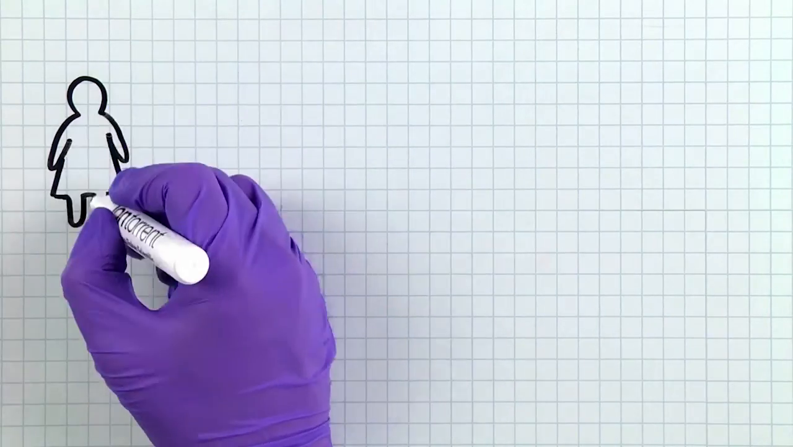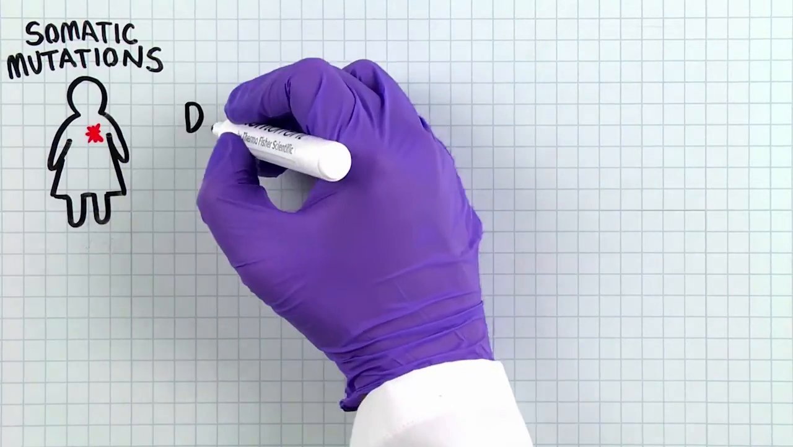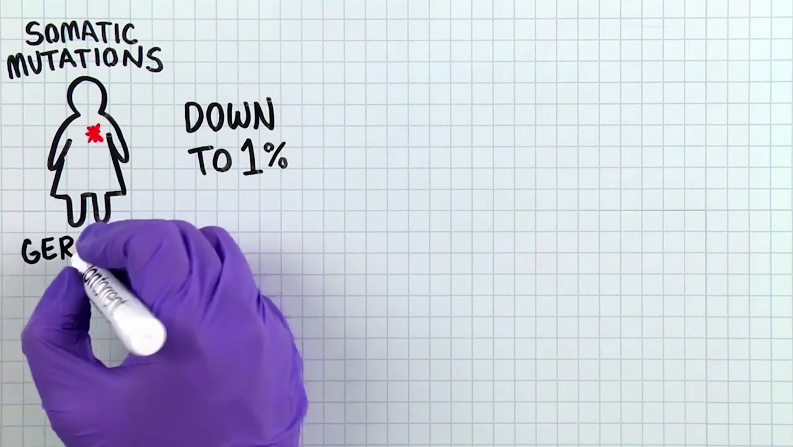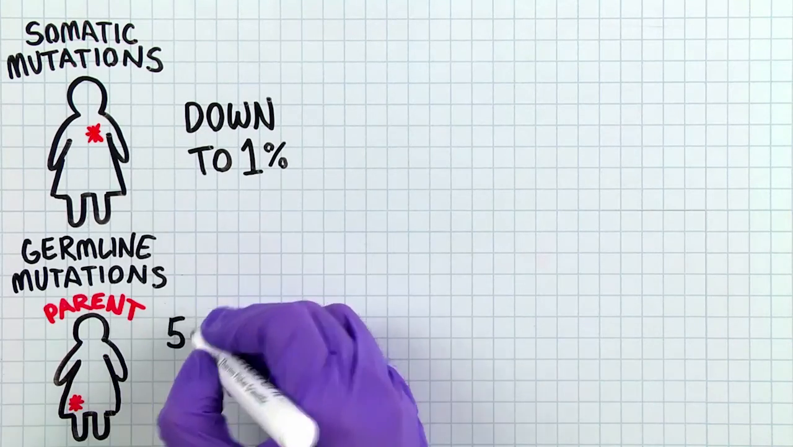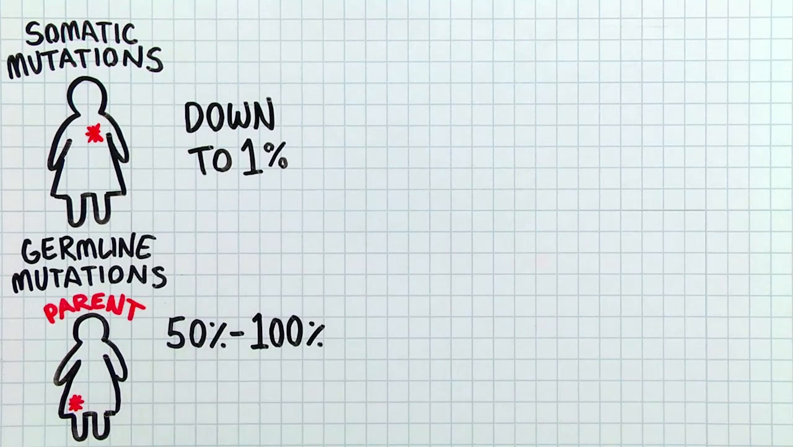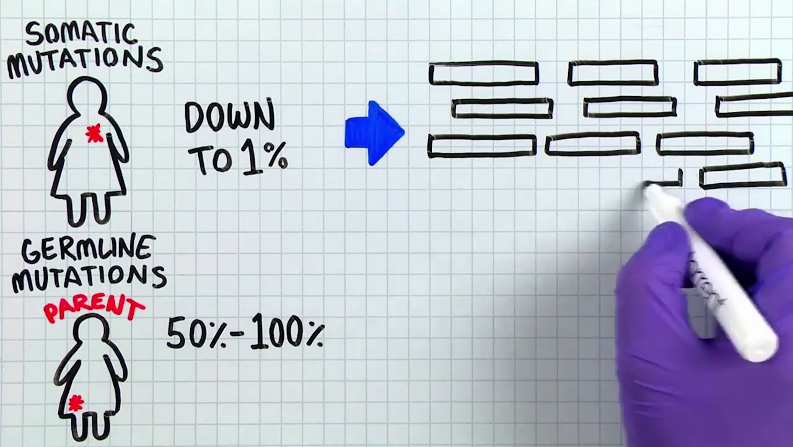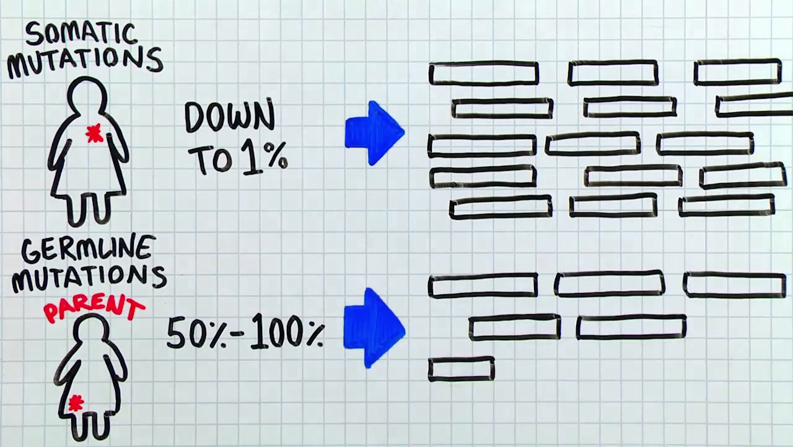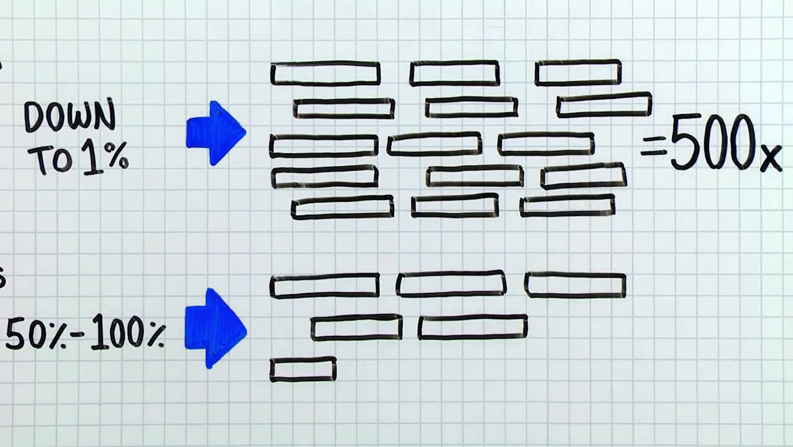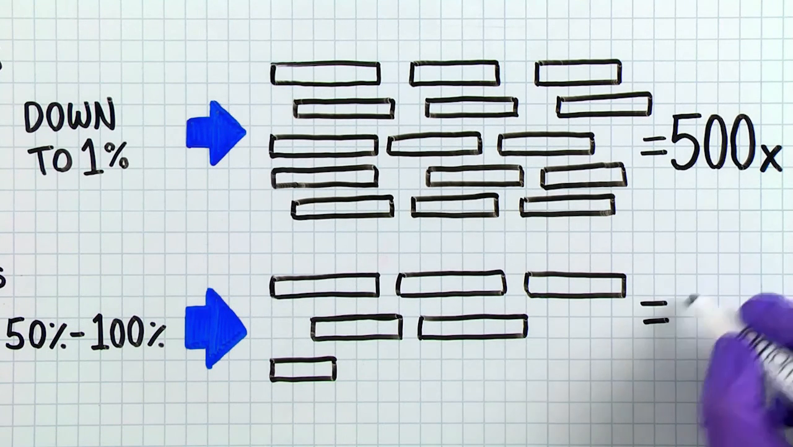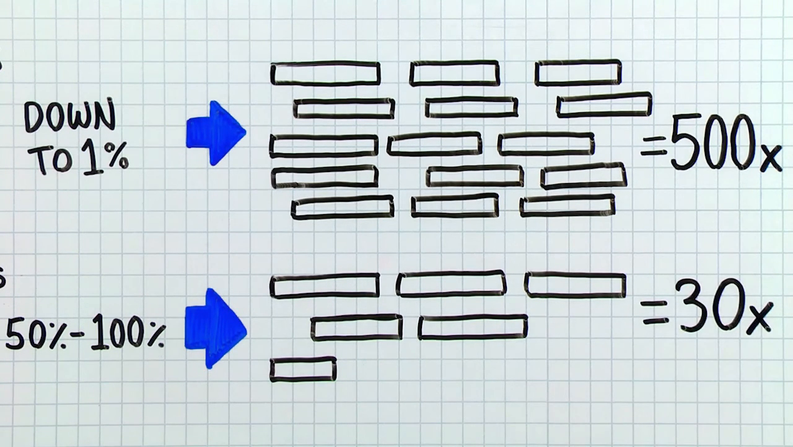Mutation frequency can vary widely for somatic mutations, down to fractions of a percent, while germline mutation frequency is either 50% or 100%. The lower the mutation frequency, the more sequencing coverage is generally required. In general, about 500x minimum coverage is recommended for somatic mutation detection and 30x minimum coverage for germline mutation detection.